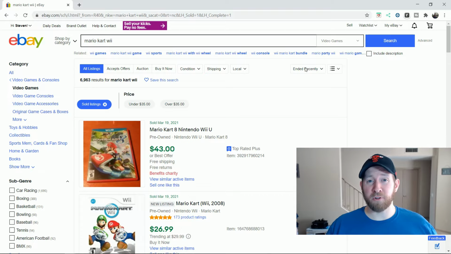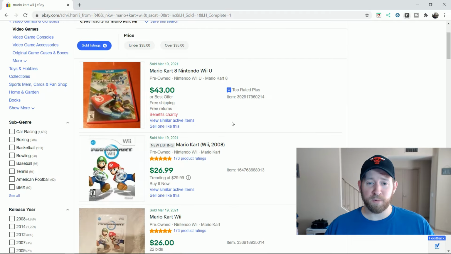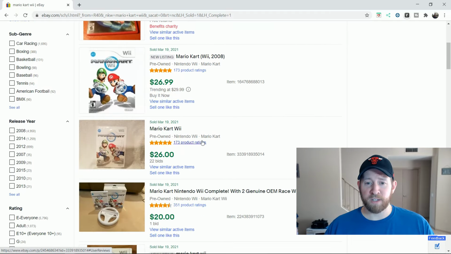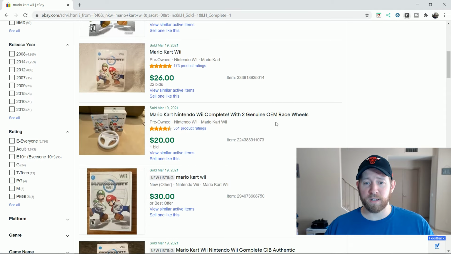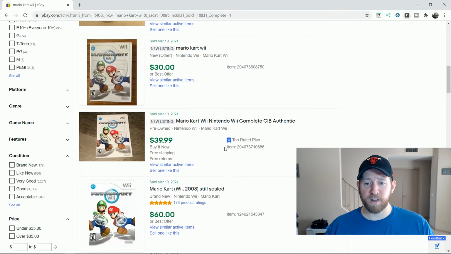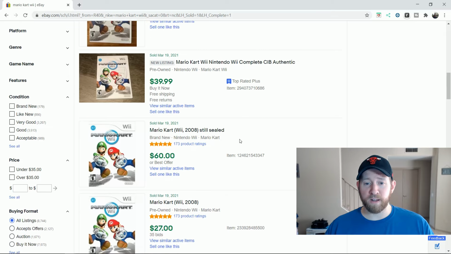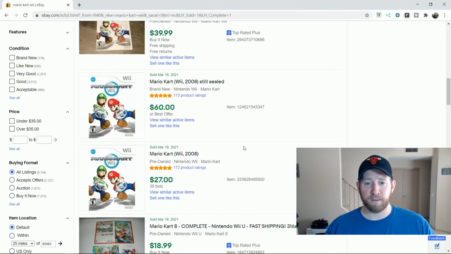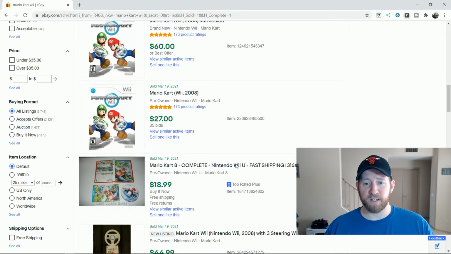Now that we see the sell-through rate, I'm going to look at the items that ended recently and see what the current market pricing is. For an item like this, it's selling multiple times a day. So I want to see where the market is and how high and how low people are selling it for. All I'm going to do is scroll down. Now if you see regular Mario, it's selling at 26, 27, 30, 40 for this one. Complete. Brand news are going for 60.